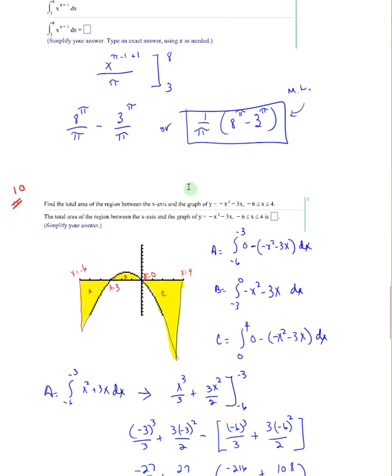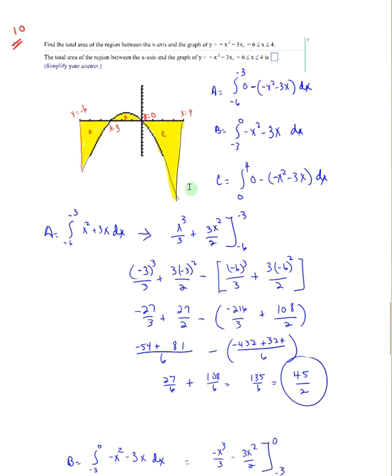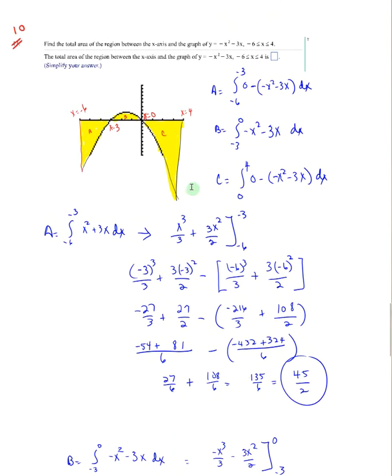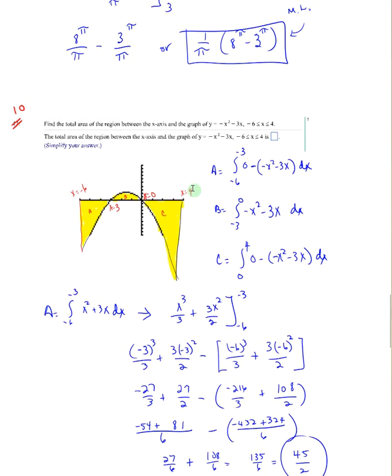Number 10 and number 11, we are going to be doing areas, and this is an important part. Find the total area of the region between the x-axis and the graph of y equals -x squared minus 3x from -6 to 4. So I graphed this in my calculator. I brought that little graph over here. Now these lines don't show up on your graph.